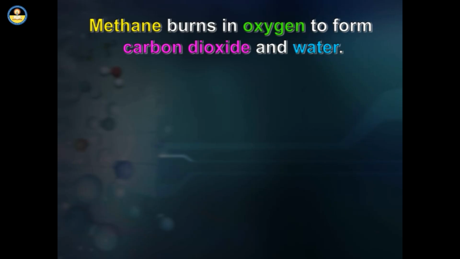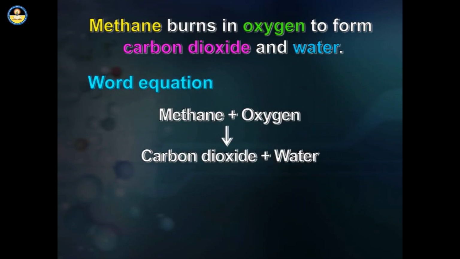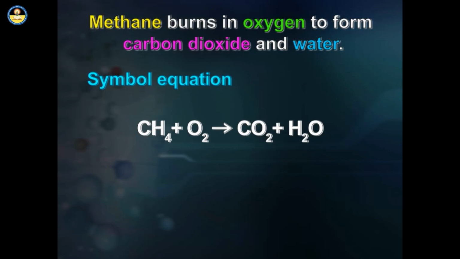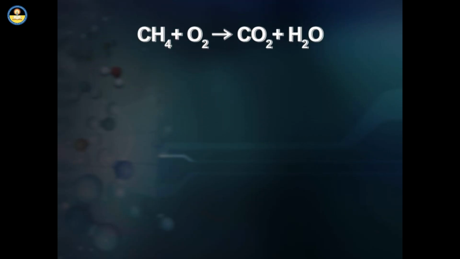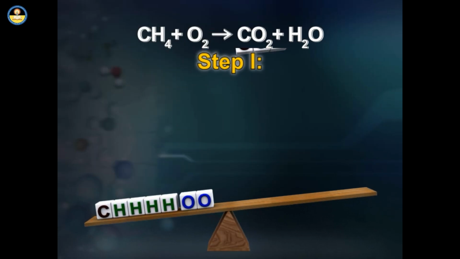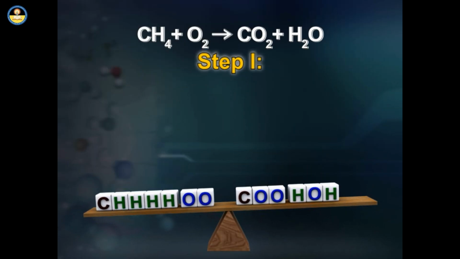Here is the solution. The word equation for the reaction is methane plus oxygen gives carbon dioxide plus water. The symbol equation for the same reaction is CH4 plus O2 gives CO2 plus H2O. Following are the steps to balance the equation. Step 1. Let us count the number of atoms of all the elements in the reactants and the products on both sides of the equation.